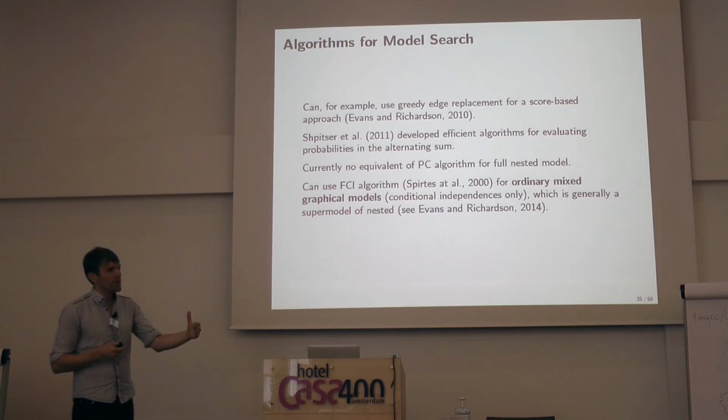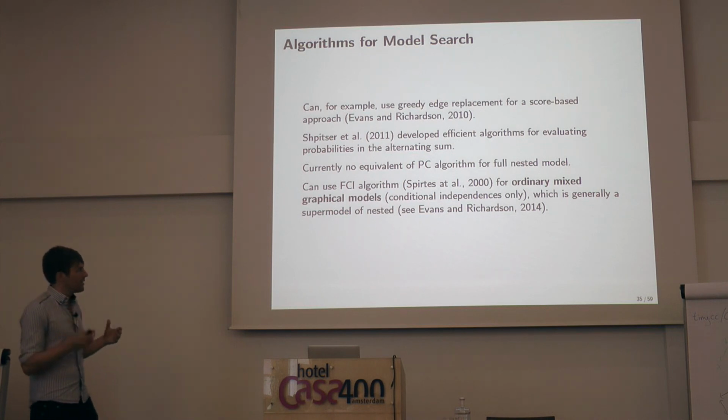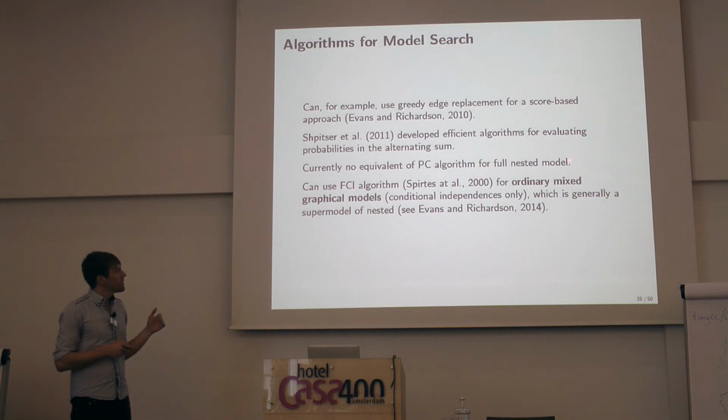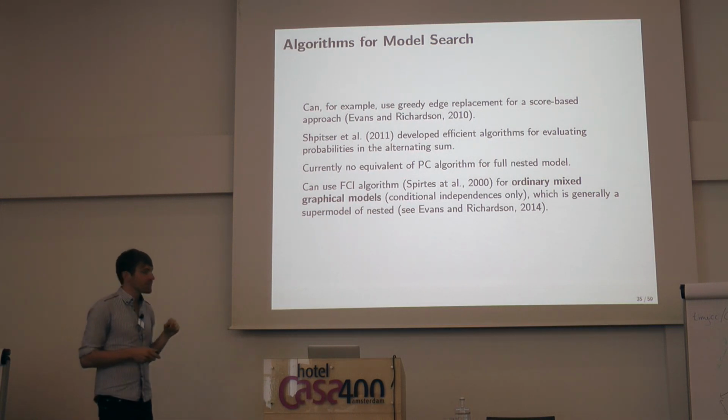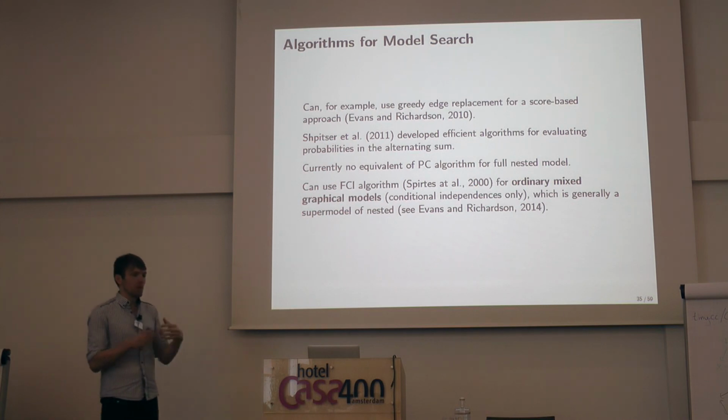Because we define this model by constraints. So you think a constraint-based search might be a good way to go, and it's a project of some interest, but we don't have it yet. So we don't have a systematic way that would allow you to test constraints and end up with a nested model. You can use the FCI algorithm, and that will give you a supermodel of the nested models, because it only considers the conditional independencies. Right? So it ignores these exotic Verma constraints that you get.